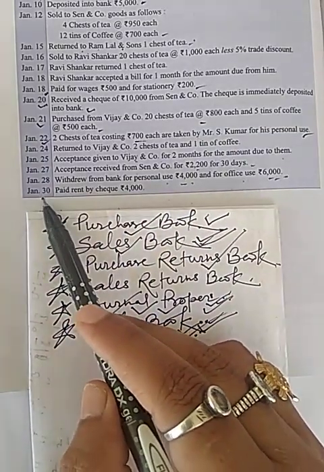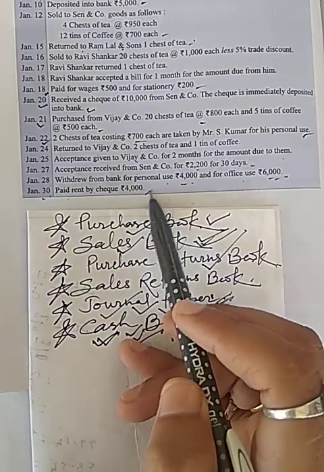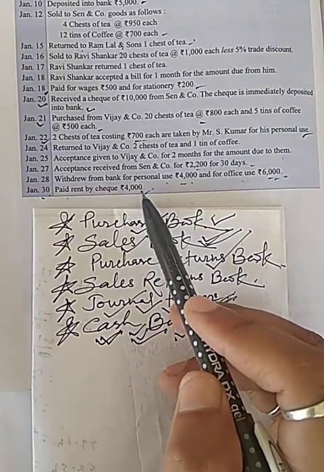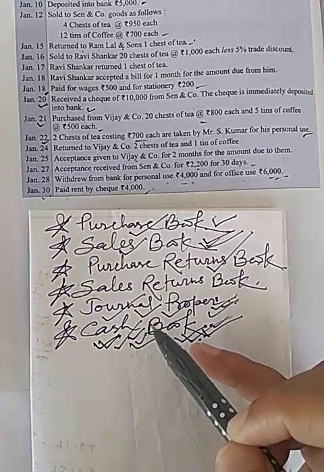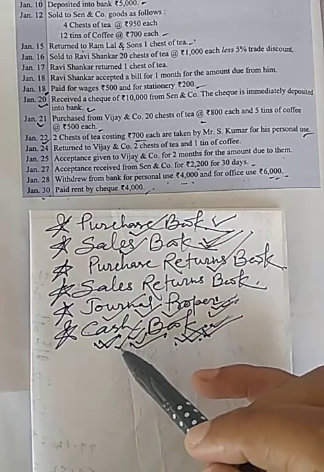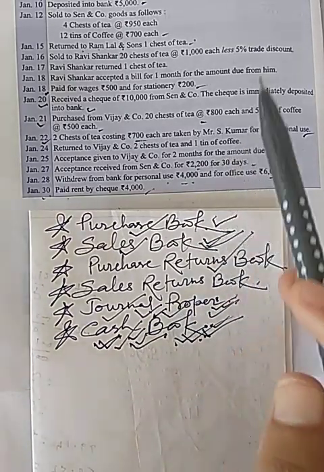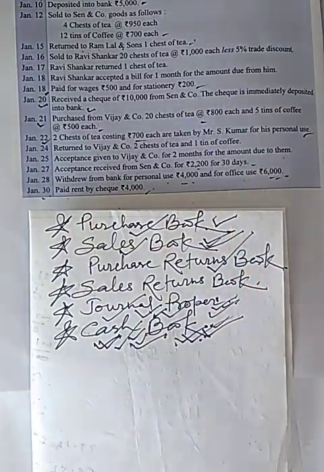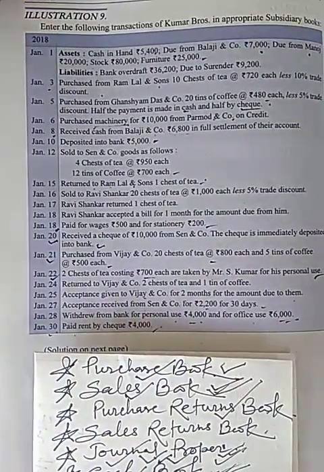And last, on 30 Jan, paid rent by check rupees 4,000. So it will be recorded in the cash book on the credit side. So many items are recorded in the cash book, and many items are recorded in journal proper from one question only. So you have to distribute all the transactions given in this question.